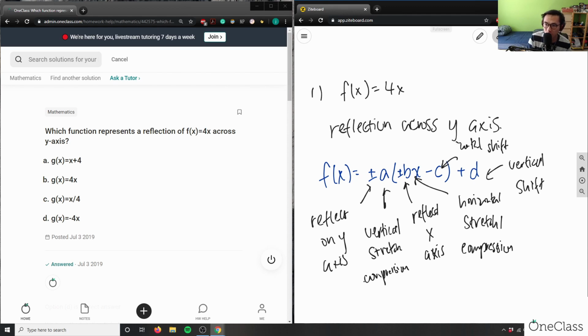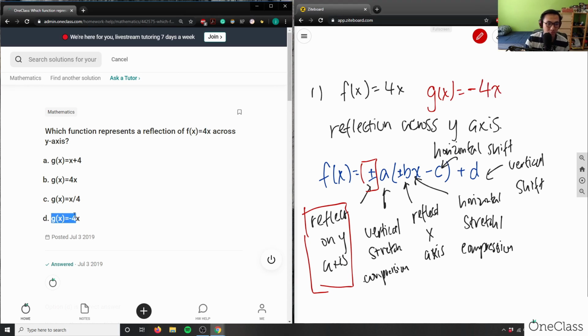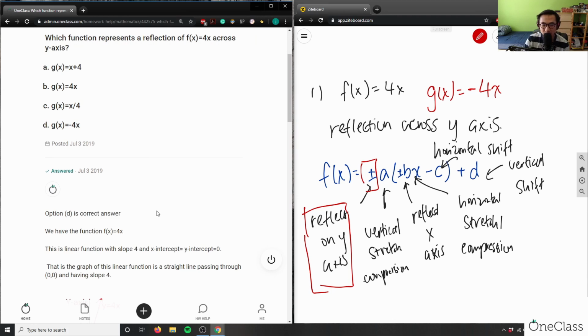So what we care about is the reflection across the y-axis, right? If we care about the reflection along the y-axis, we care about this term here. This plus or minus refers to the reflection along the y-axis. If you want to reflect across the y-axis, I would simply have to say g of x would have to equal negative 4x, sticking a negative on the x. That would be a reflection along the y-axis. So option D here is the correct answer.